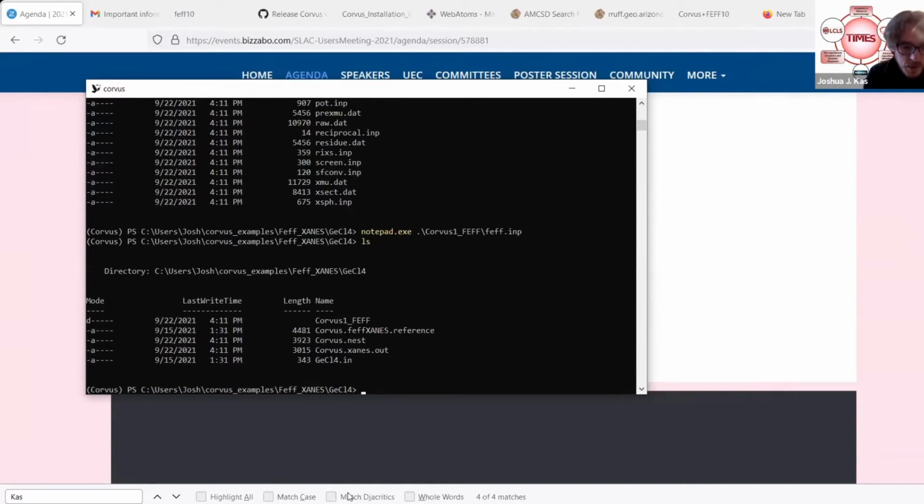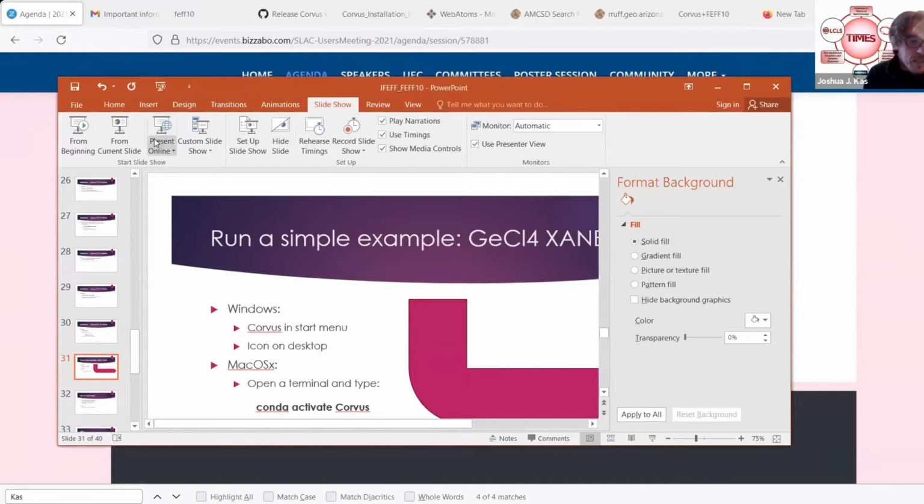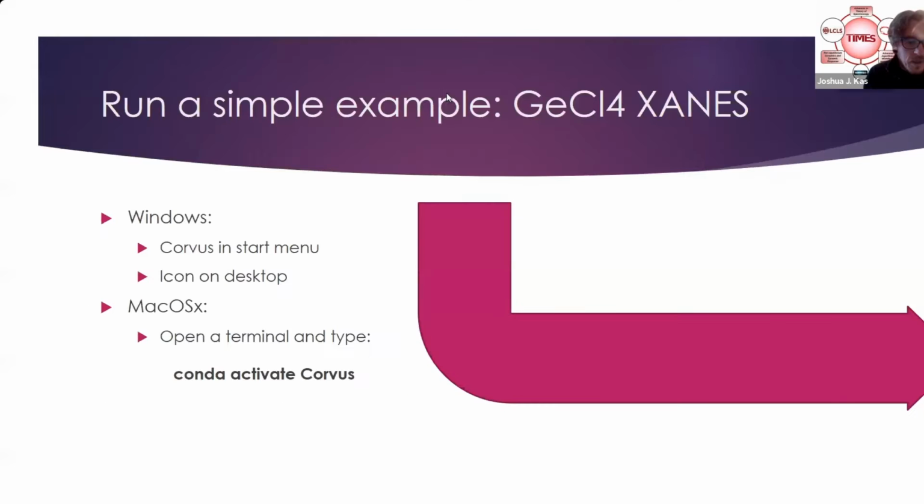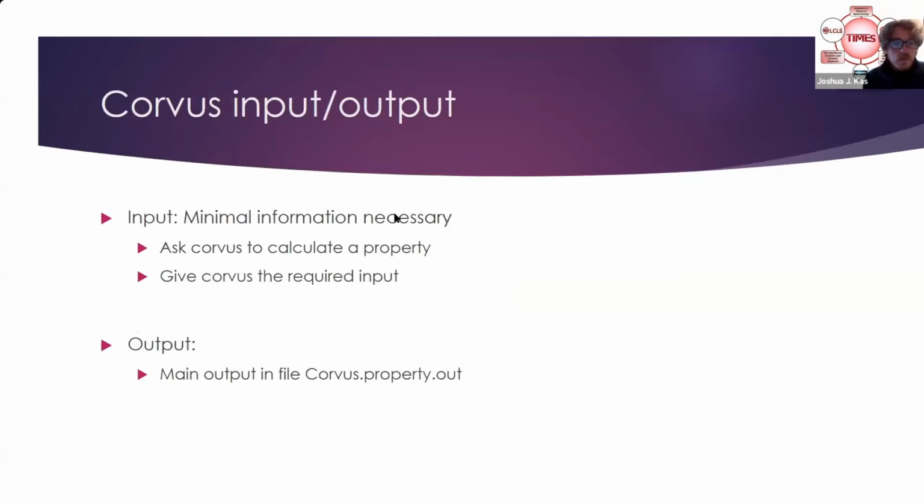Okay, so this was a very simple Corvus calculation. But you would like to be able to understand what the Corvus input-output structure is. Generally, the output is in corvus.property.out, but that doesn't always have all the output that the executable produced, so you might want to look into those directories that are created. So for the input, we really try to make it so that you only need a very minimal amount of information.